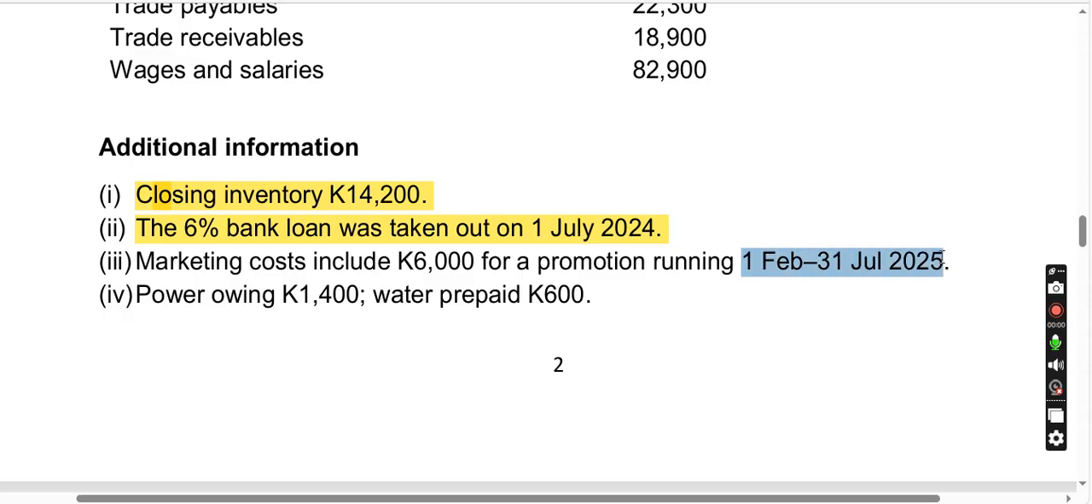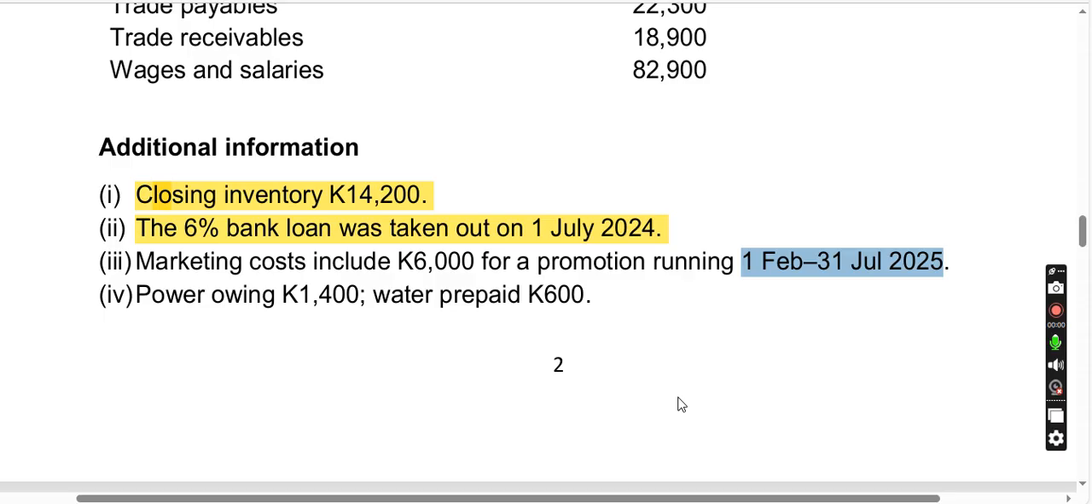So we find out, for how long is this promotion running? You're going to count how many months it is from February to July. February 1, March 2, April 3, May 4, June 5, July 6. So this promotion is running for 6 months. We paid for it on 1st February and it's ending on 31st July.